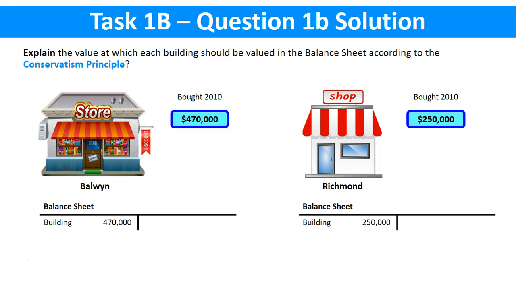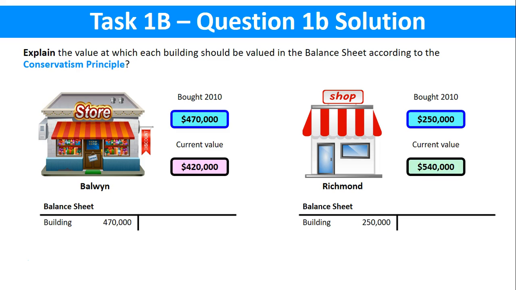So in this case, what we need to remember is not just the cost prices of when these properties were bought, but also their current values. For Baldwin, the current market value is $420,000, and for Richmond, the current market value is $540,000. So how should we value these properties based on conservatism? Should we take Baldwin down to $420,000, and should we therefore also increase Richmond to $540,000, or should we leave them the same? Should we change one and not the other?